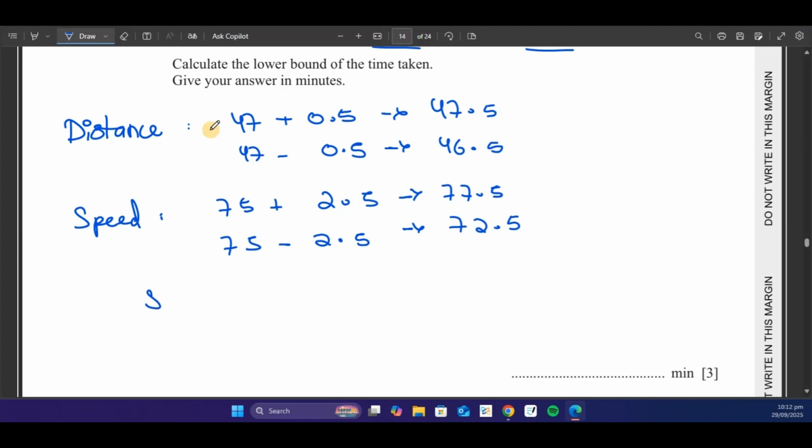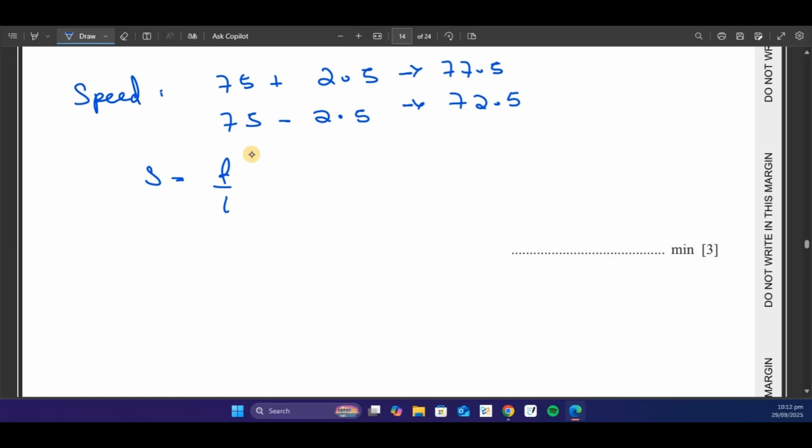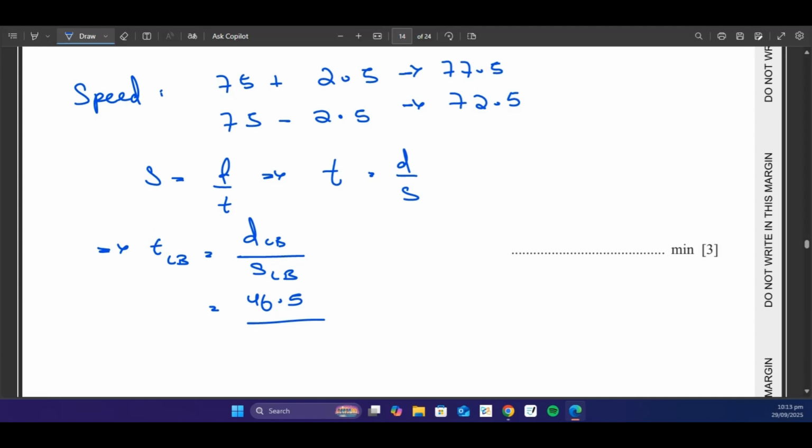Alright? Now, speed is equal to, as you all know, distance upon time. So time would be distance over speed. And so what we would do is we're going to say that the time for lower bound is the distance for lower bound divided by the speed for lower bound. Pretty simple. So we're going to say 46.5 divided by, what's the lower bound? 72.5, and that should give us a final answer of 0.6. I suppose 0.6, and that is in hours.